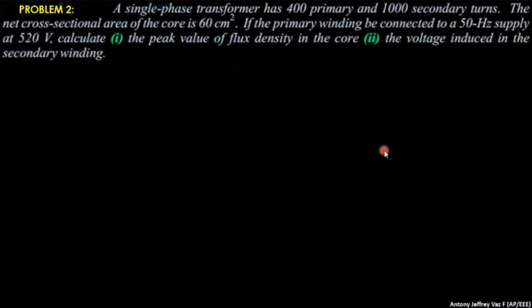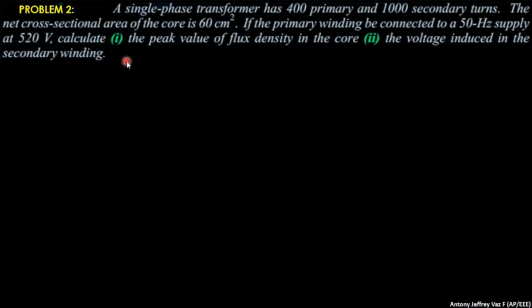This is the second problem. A single phase transformer has 400 primary and 1000 secondary turns. The net cross sectional area of the core is 60 centimeters square. The primary winding is connected to a 50 hertz, 520 volt supply. Calculate the peak value of flux density in the core and the voltage induced in the secondary winding.